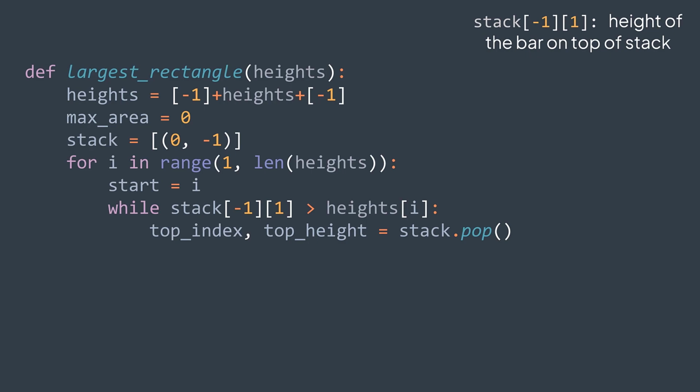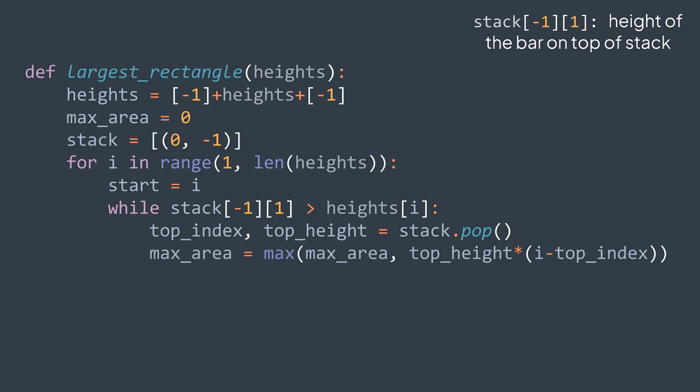Remember that we need to calculate the largest rectangle of the popped bar. Its height is the pushed height, its start index is the pushed index, and its end index is I-1. So its width is I-1 minus top index plus 1, which is I minus top index. We check if it replaces max area. Max area becomes max between its actual value and top height times I minus top index. And we're searching for the start index of the last popped bar, so start receives top index.